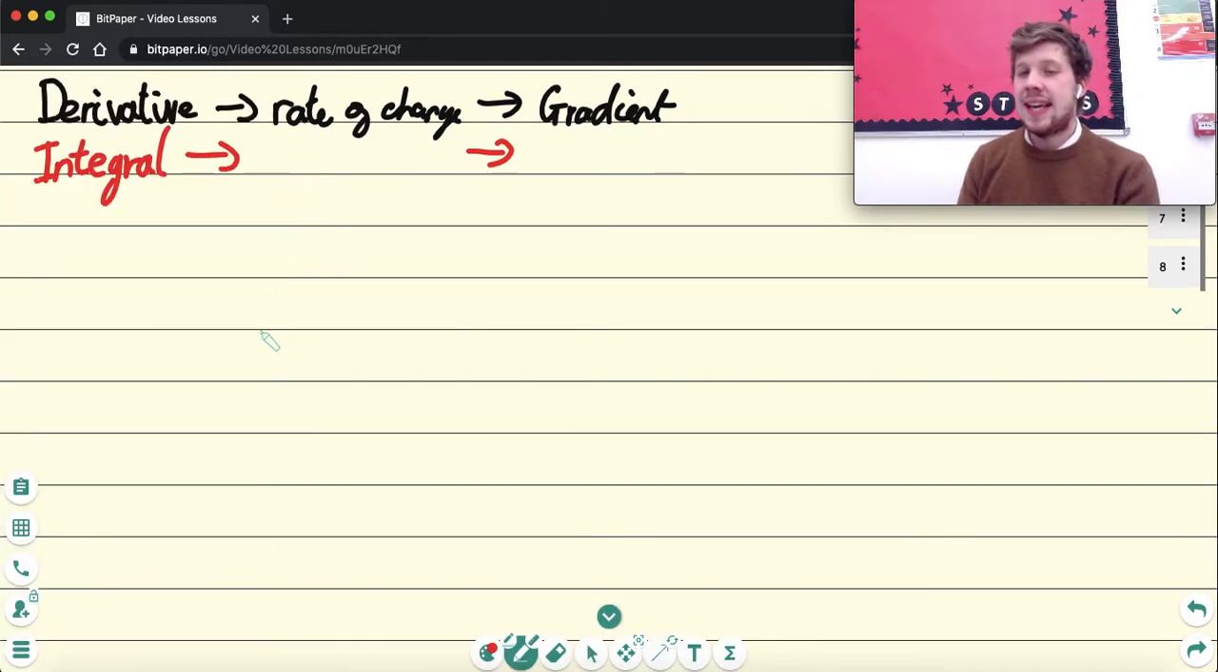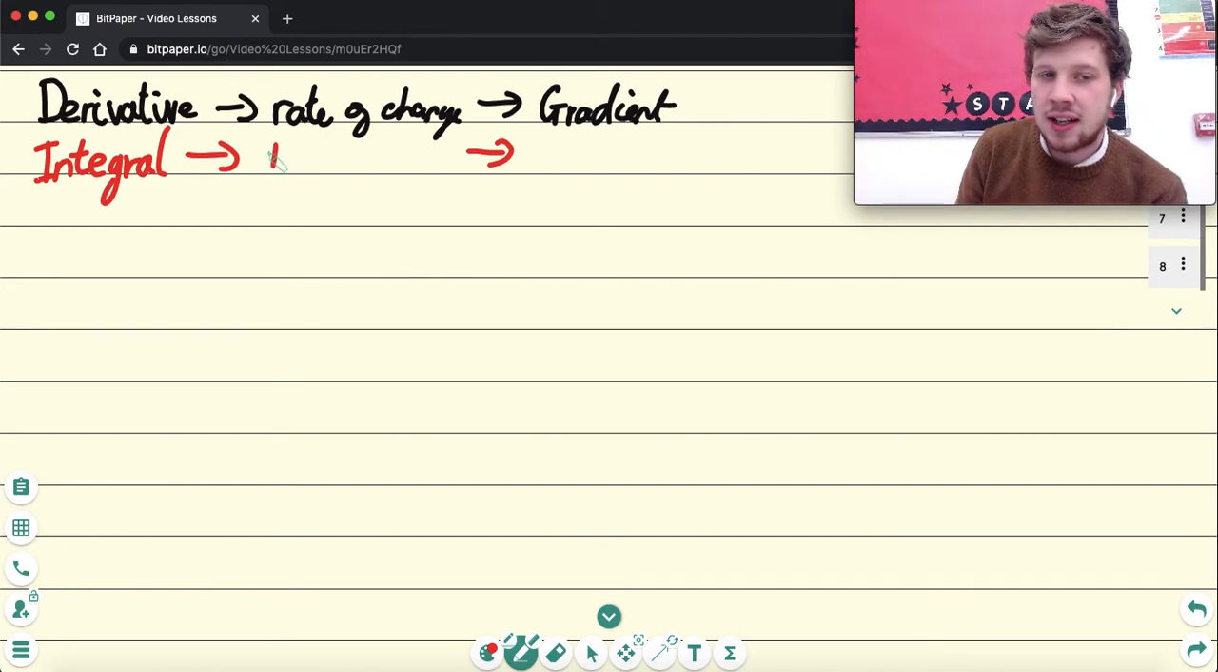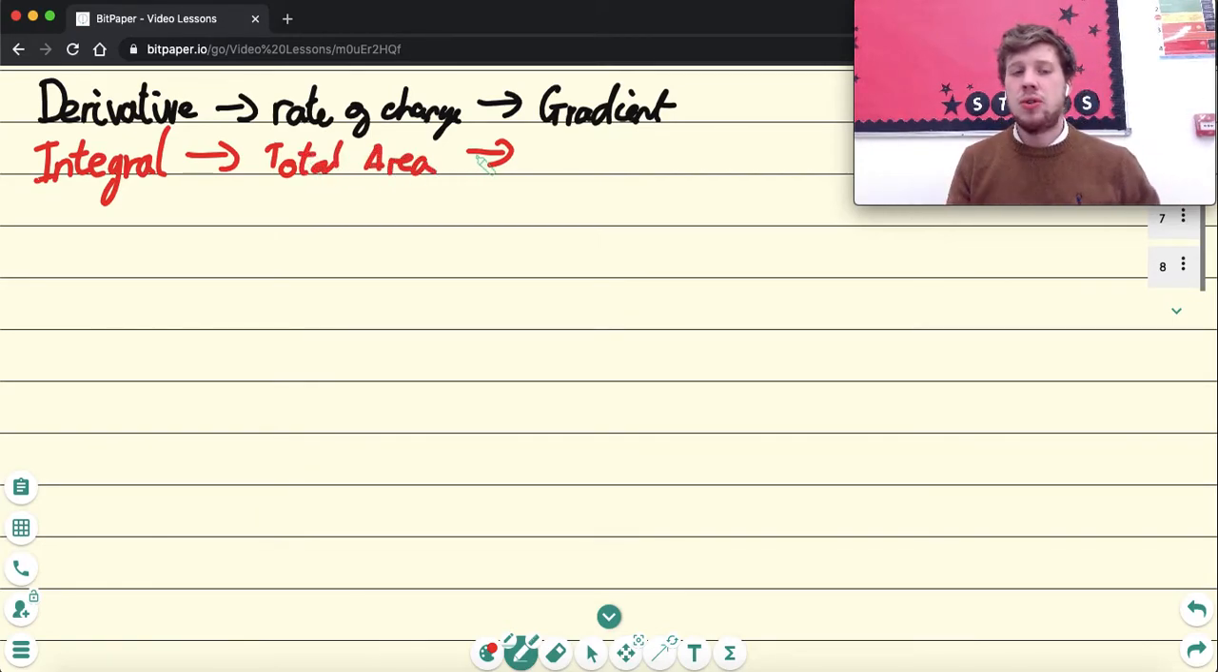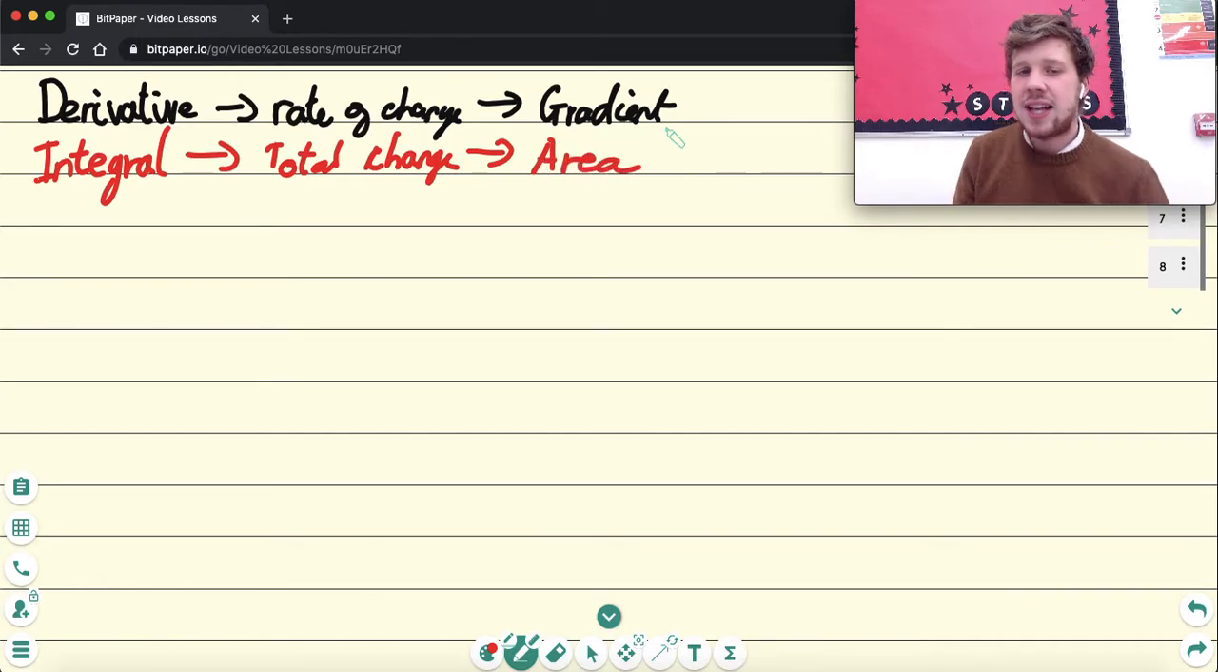When we look at the integral, what we are doing is we are finding the total area of that thing. So it's the total area, or the total change, sorry, might be a better way of putting it, the total change, not the rate of change. So therefore, if we're looking at the total change, we would represent that on a graph as the area.